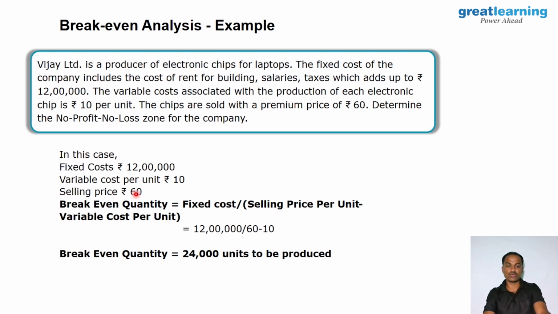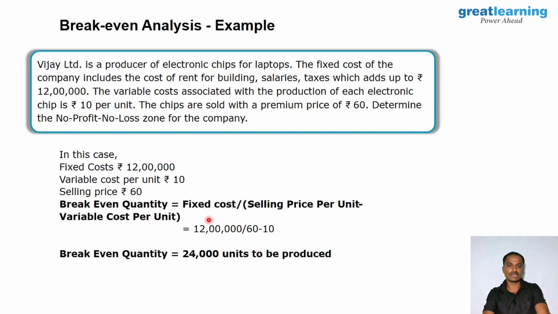We calculate break-even quantity now in this case, because this is the quantity that we need to identify for the no profit, no loss zone in this example. So break-even quantity is equal to fixed cost divided by sales price per unit minus variable cost per unit. This is the equation. We use this.